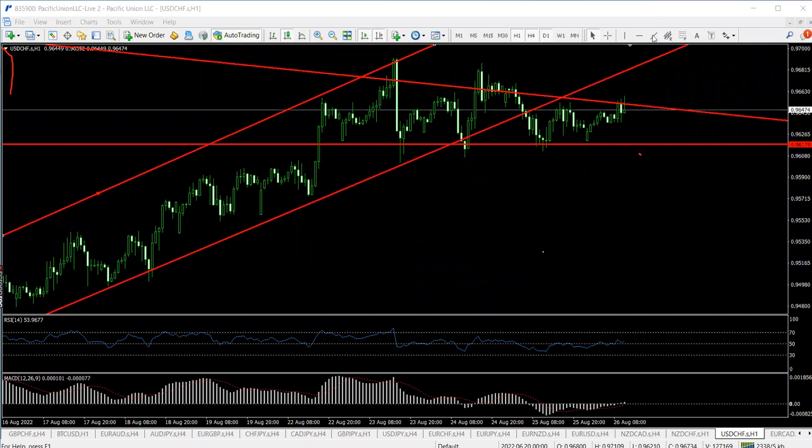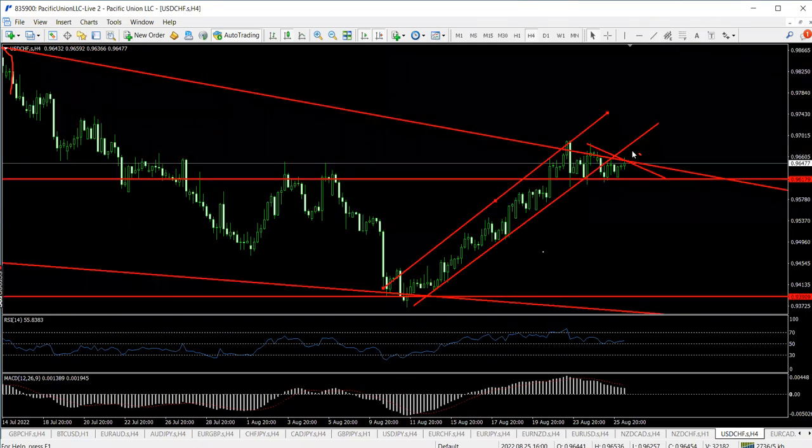And if I look at this, this is almost also forming a triangle pattern right here. So once this neckline is broken, then we should see a very strong bearish movement on USD CHF. Otherwise, if price does not respect that level and breaks the trend line, then the bulls will take over. But then I still remain bearish biased on the USD CHF.